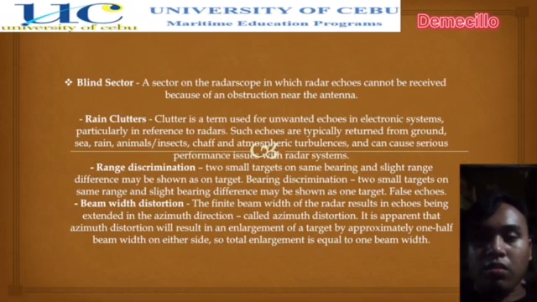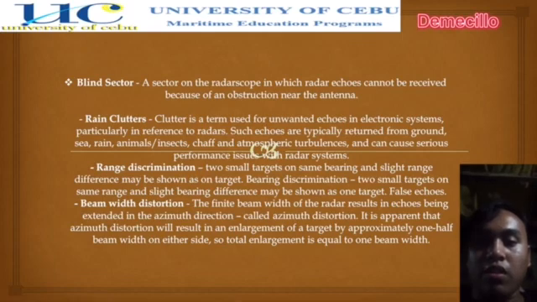Blind sector: a sector on the radar scope in which radar echoes cannot be received because of an obstruction near the antenna. Range clutter. Clutter is a term used for unwanted echoes in electronic systems, particularly in reference to radars. Such echoes are typically returned from the ground, sea, rain, animals, insects, chaff, or atmospheric turbulence, and can cause serious performance issues with the radar or systems.